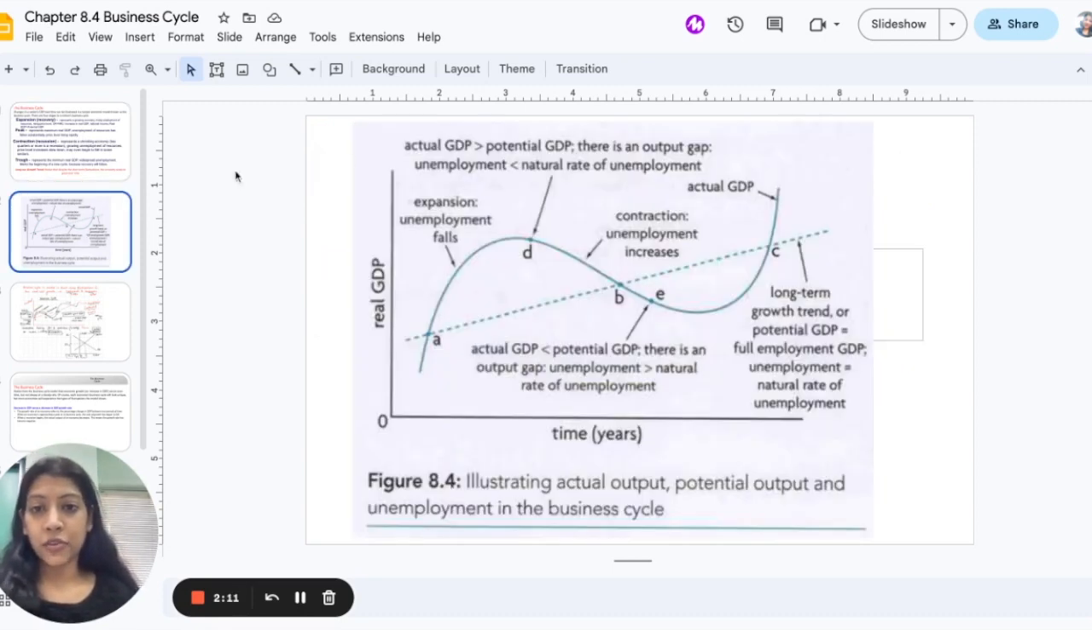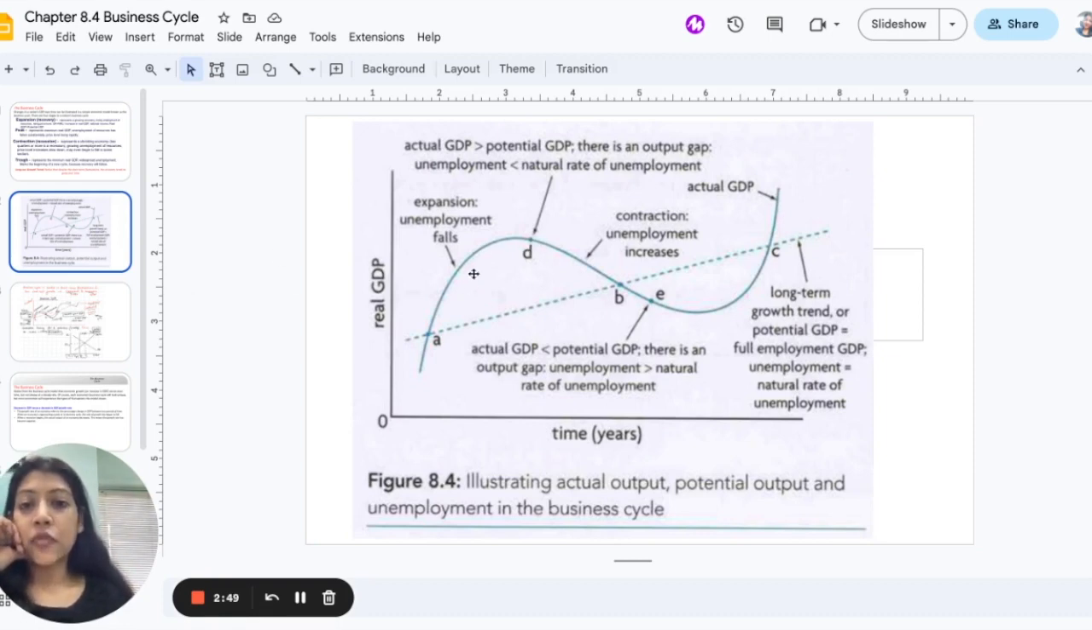If we look at this diagram, which is again from your textbook, this is the expansion phase from A to D. At point A, you can actually see that real GDP is equal to potential GDP. At point B, also, you can see the same thing, and at point C, also. But at point D, you see that real GDP is greater than potential GDP. So it's much above this dotted line. Okay, this is a positive output gap, and the unemployment rate is lesser than the natural rate of unemployment, right?